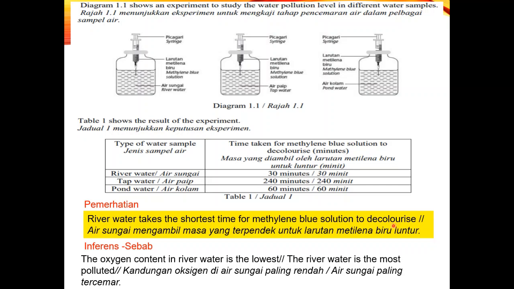So you need to write like this. The oxygen contained in the river water is the lowest. Or you can write like this: the river water is the most polluted. Okay, so that is how we write the inference based on the observation.